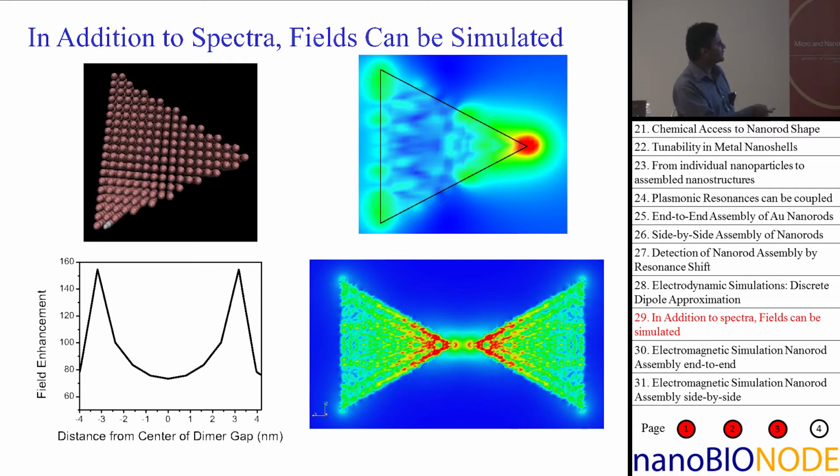It's also another common structure. And you see that the field enhancement is as large as 160. And remember I said Raman cross-sections go as the fourth power of this field enhancement. So it's a very large number. So you'll be able to do those sorts of calculations.